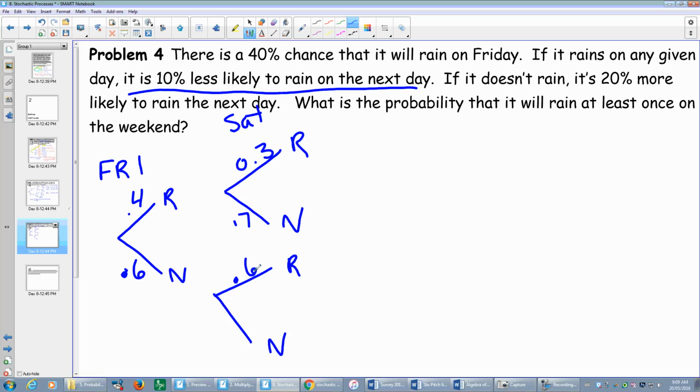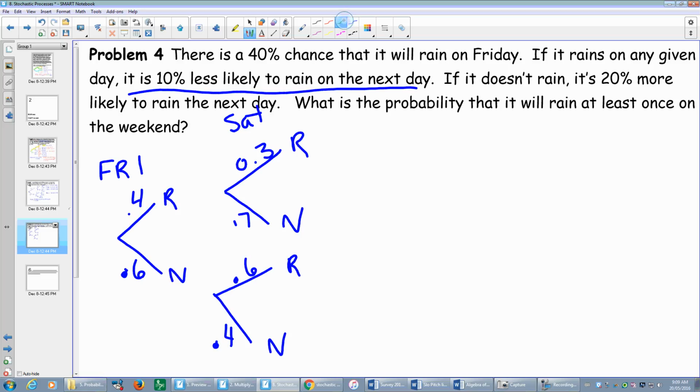Okay, how do we get 0.6? The probability that it would rain on the first day was 40%. Because it didn't rain, there's a 20% more chance that it's going to rain. So I take this 0.4, add the 20% more, which gives me 0.6. Which means the probability that it doesn't rain is what? Scott, can you help me, or Curtis, can you help me out? 0.4.